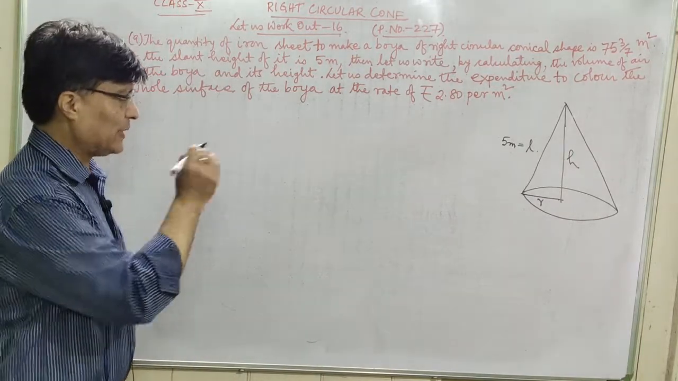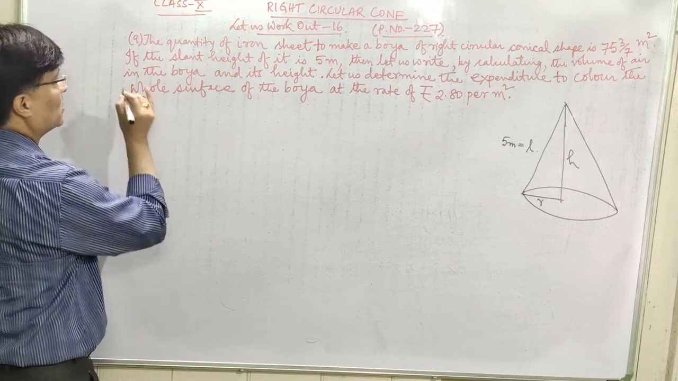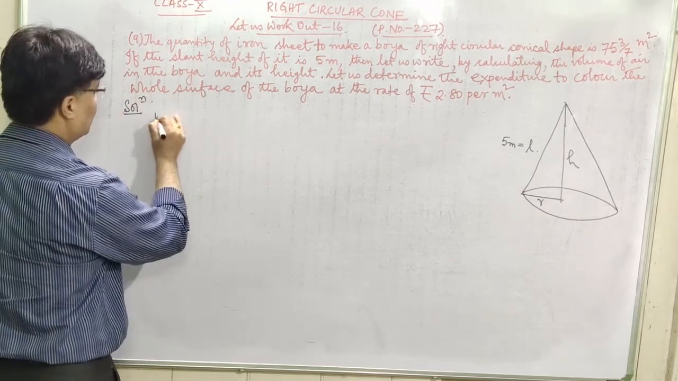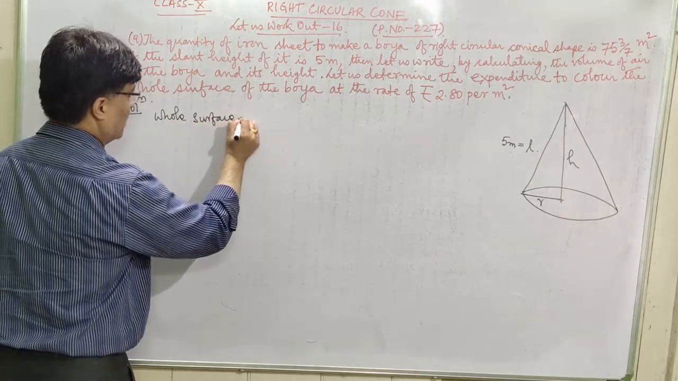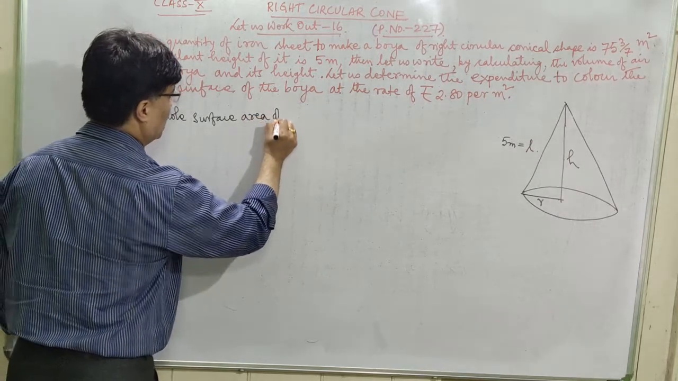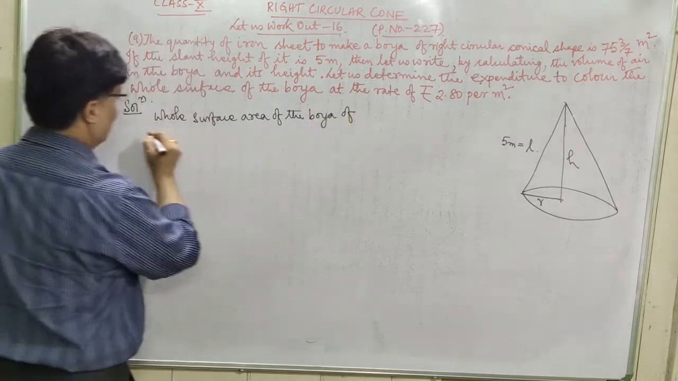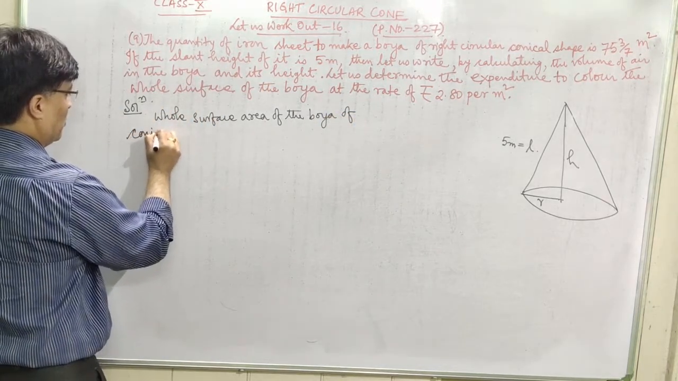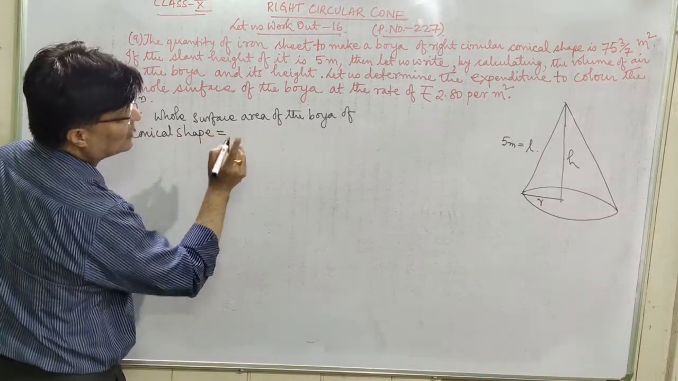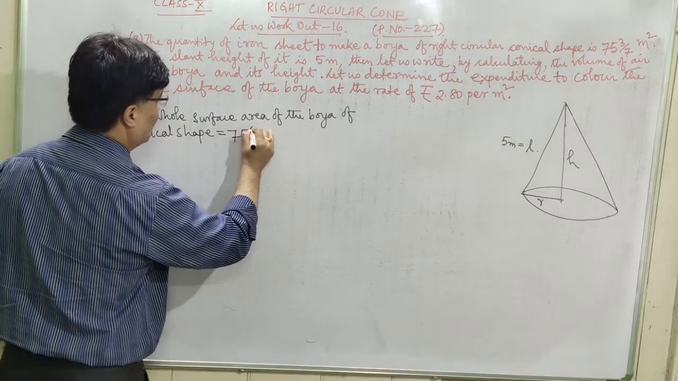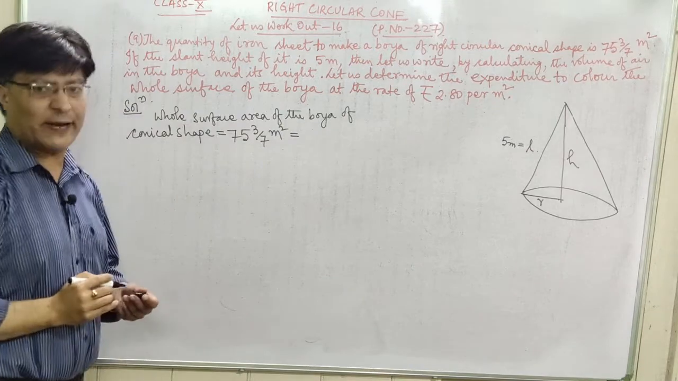Okay. Now let us write down. Now let us do the solution. So what is given in the question? Whole surface area of the boya of conical shape is equal to how much is that? It is 75 3/7 meter square.